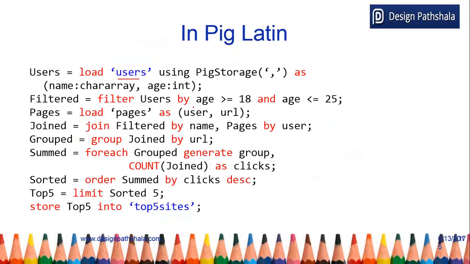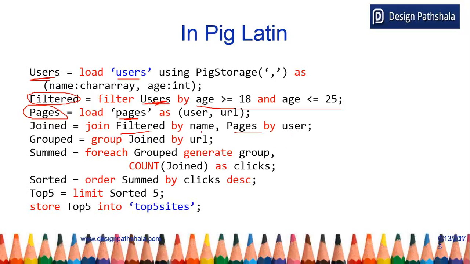So we are filtering the users, that is this user, by age. Then we are loading another file, that is pages. So loading pages. Then we are joining both datasets, the pages and the filtered users. So pages and the filtered users, we are joining them based on the user ID.